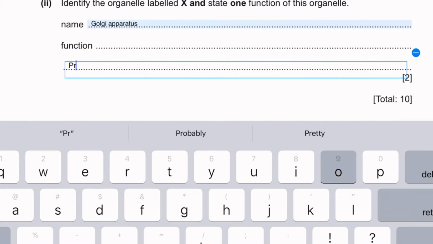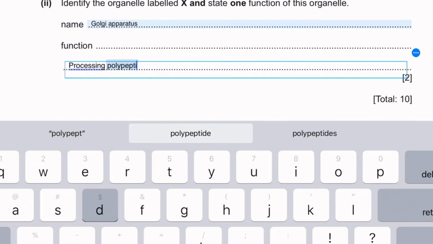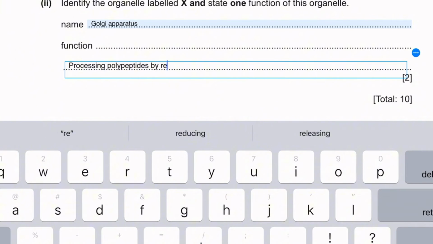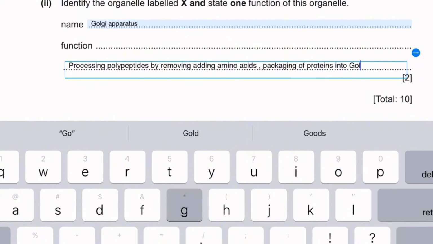So processing polypeptides by maybe removing or adding amino acids. And then you could mention things like also it does packaging of proteins into Golgi vesicles, and capitalize Golgi.